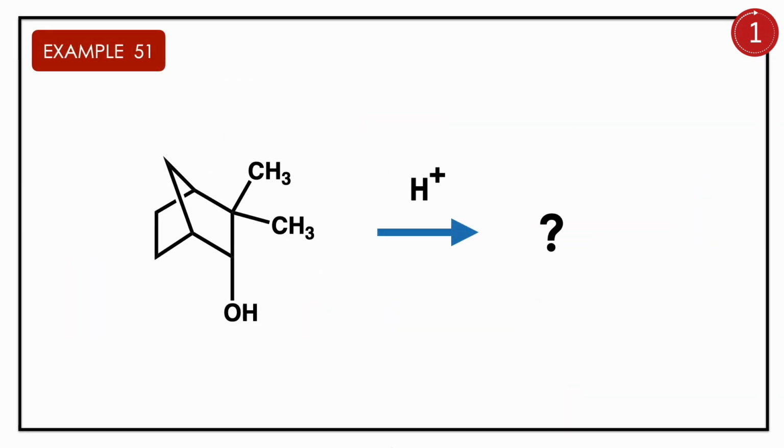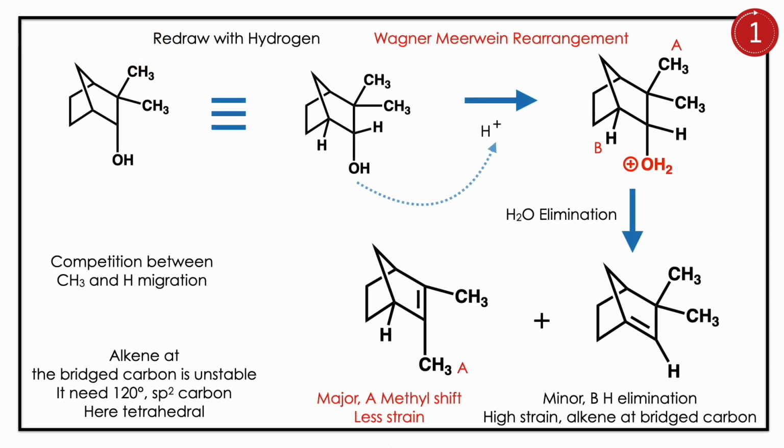Then the next example, normal system with 2 methyl groups and acidic condition. You have to find what will be the final product. Here we have to redraw the molecule with hydrogen. If you redraw it, you have OH and hydrogen. Acidic condition obviously means you have water removal. OH removes as water, you have cation there.